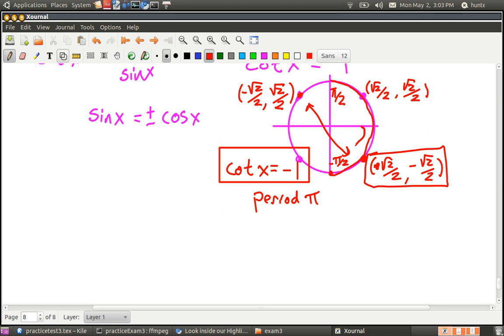So what is this angle? This angle that goes down kind of to negative 45 degrees, I'm going to call it minus pi over 4. And so the family of solutions for this is minus pi over 4 plus n times pi, because its period is pi. Okay, and this n is any integer.